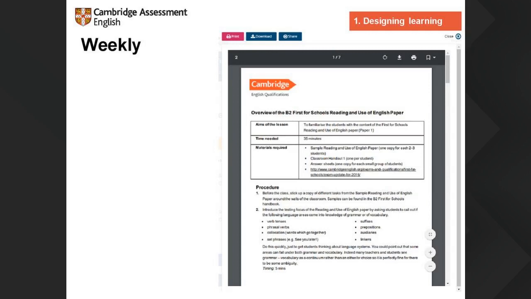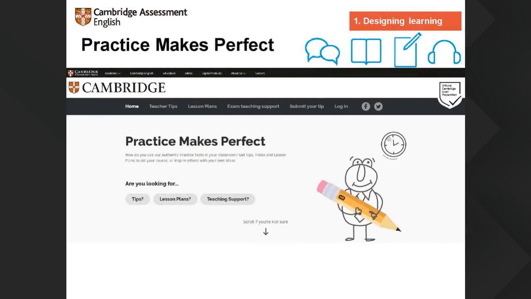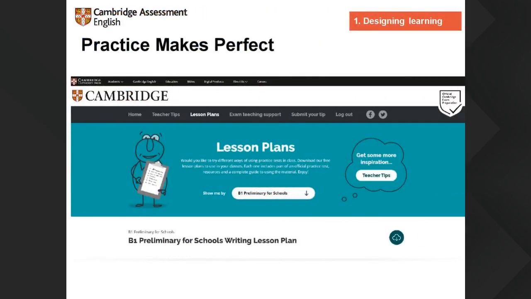Right, moving on. Practice makes perfect, as we all know as English teachers. What is this about, Victoria? It is a website that we have created in collaboration with our colleagues from the press, Cambridge University Press. And it offers a lot of resources, for example, lesson plans and tips. And well, it is available for levels from A2 to C1. So if we have a look at a B1, here's where it would direct you towards, again, further lesson plans. Here's an example if we choose B1 preliminary for schools.